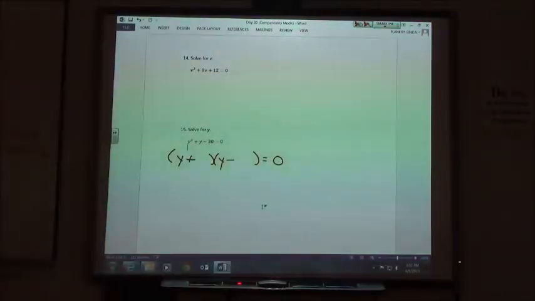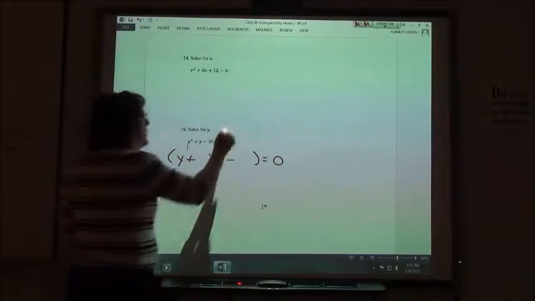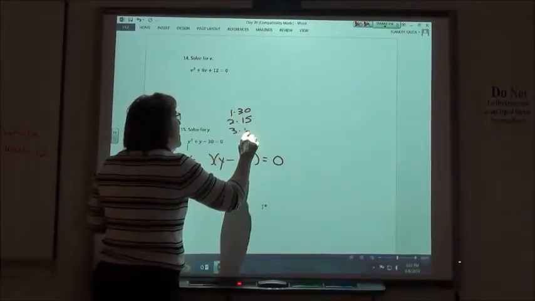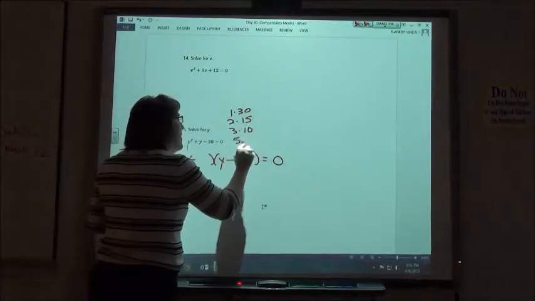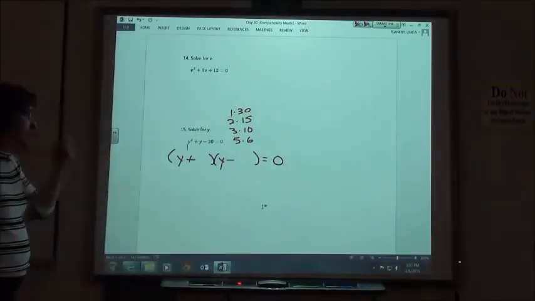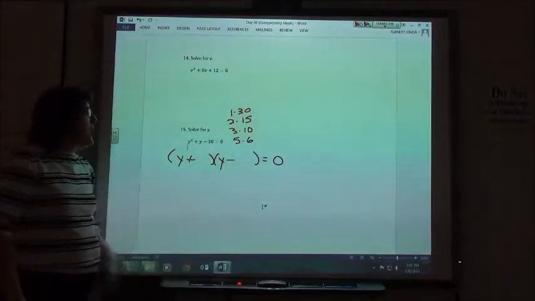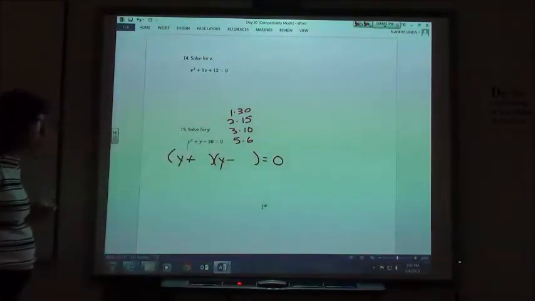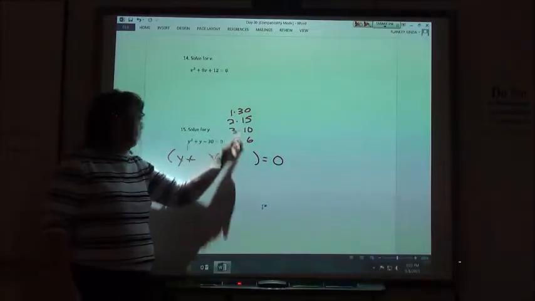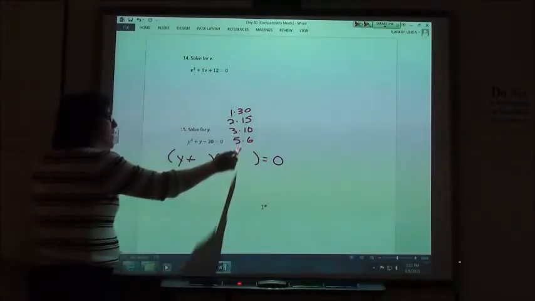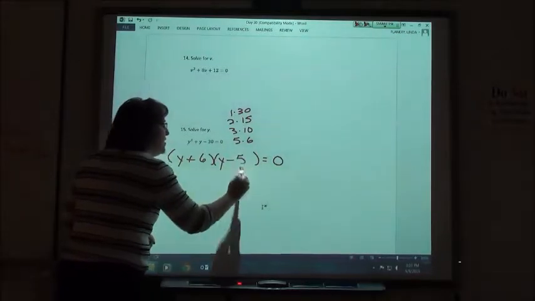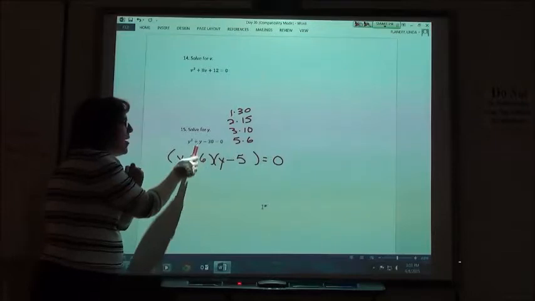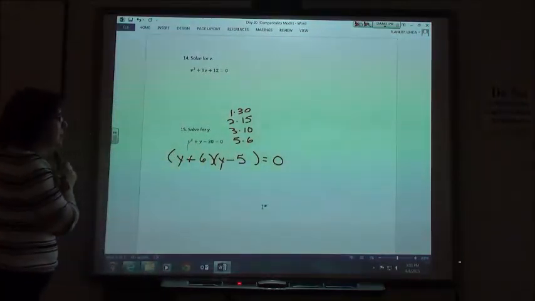I want the factors of 30 that will give me 1. 1 times 30, 2 times 15, 3 times 10, 4 doesn't work, 5 times 6. Since these are opposite, I'm really going to subtract or adding opposites. I want the pair that's going to give me a positive 1. That means my bigger number has to be the positive number. 6 minus 5. Negative 5y plus 6y is a plus 1y in the middle.